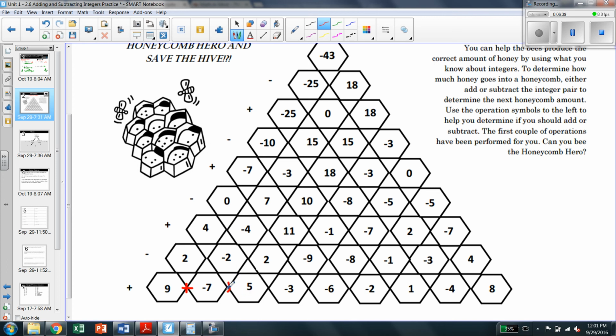Negative 7, this is a separate problem here with these two. Negative 7 plus 5 is negative 2. Here's another separate one. 5 plus negative 3 is 2, right? This is one problem. This is another problem. And this is another problem here. And then work your way up.